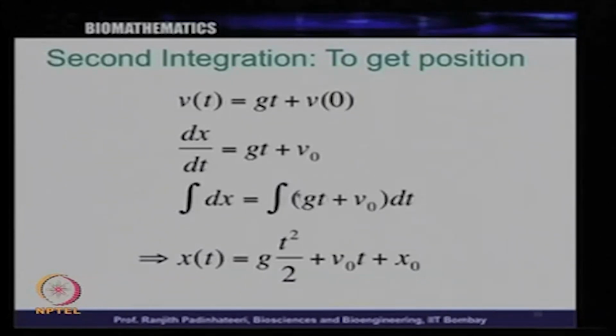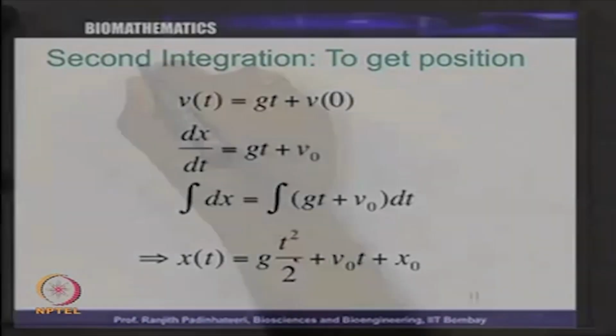So, you know that integral g t is g t square by 2 and integral v 0, which is a constant, is v 0 t. And you have another constant which we call x 0. Essentially, it turns out that x 0 is the position at time equal to 0. This is something which you can simply see, just as we typically do. So, let us have a look at how we did that.